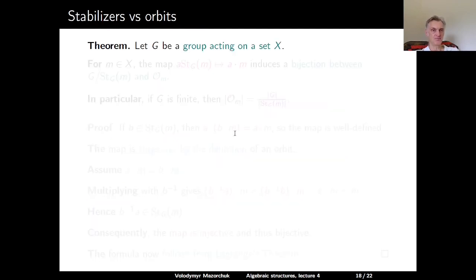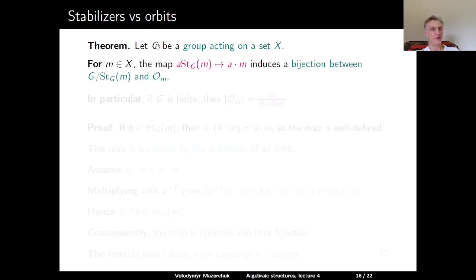And here is another theorem. Let G be a group acting on a set X. Then, for any element M in X, the map which takes the coset A times the stabilizer in G of M and maps it to A applied to M, this map induces a bijection between the left cosets of G modulo the stabilizer of M and the orbit of M. In particular, if G is finite, then the cardinality of the orbit is equal to the cardinality of G divided by the cardinality of the stabilizer of the point in this orbit.